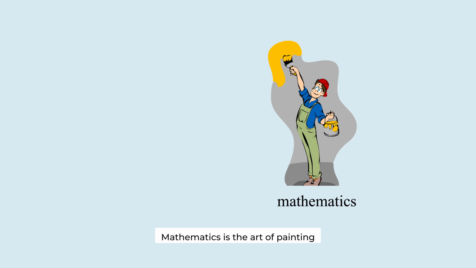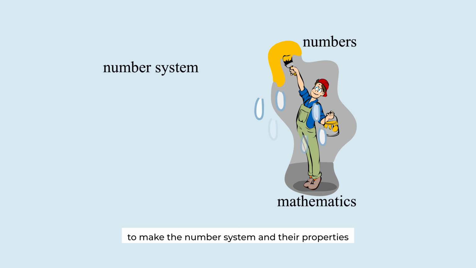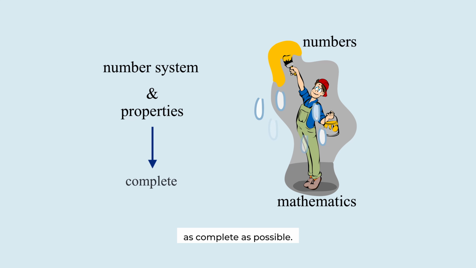Mathematics is the art of painting with numbers. Without numbers, mathematics wouldn't exist. That's why math strives to make the number system and their properties as complete as possible.